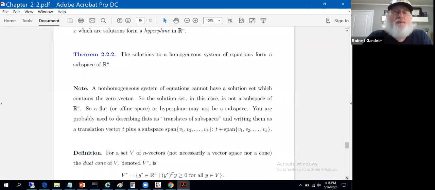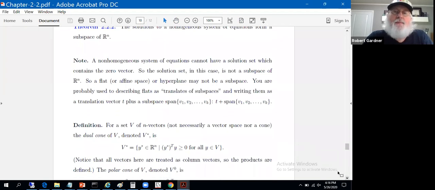Solutions to homogeneous systems form subspaces, not true for non-homogeneous systems. Non-homogeneous systems of equations can't have a solution set that contains a 0 vector. If I plug in zeros for the x vector, we're going to have to get scalars of 0 out. So if we have a non-homogeneous system, the solution set can't contain the 0 vector. Well, if it can't contain the 0 vector, then it's not a subspace. Every subspace of Rn has to contain the 0 vector. Every vector space has to have a 0 vector. So solutions for non-homogeneous systems of equations can't be subspaces.